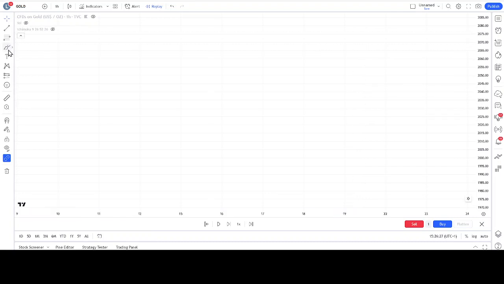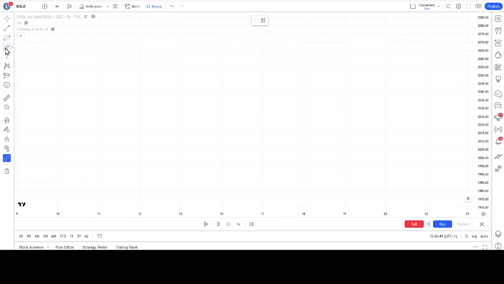Now let me start with the bearish flag pattern. So the bearish and the bullish flag pattern behave exactly the same but in a different direction. If it is a bearish pattern, it will have a bearish move. If it is a bullish flag pattern, it will have a bullish move. So let's start with the bearish flag pattern.